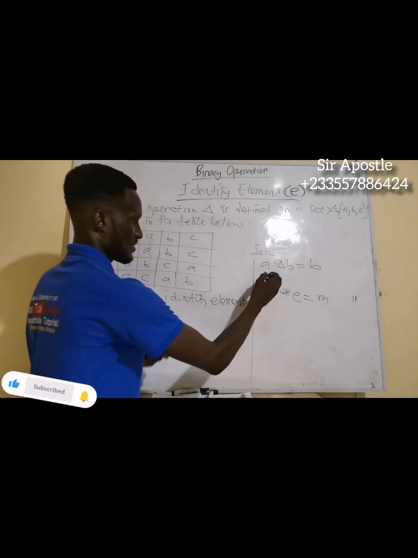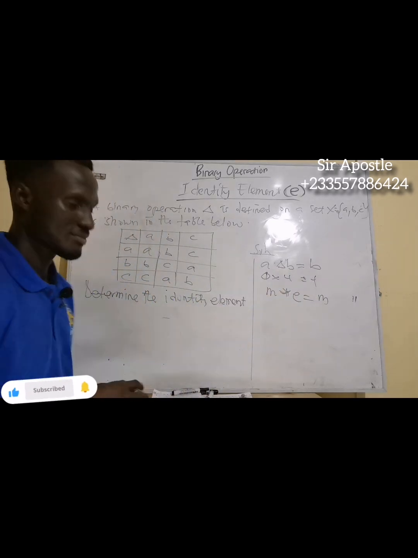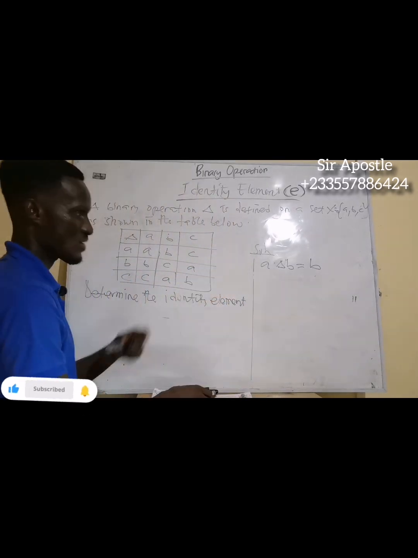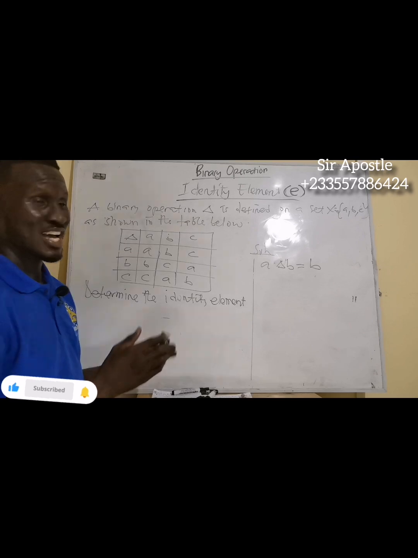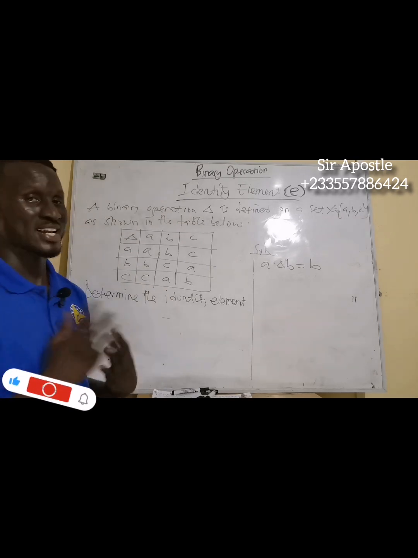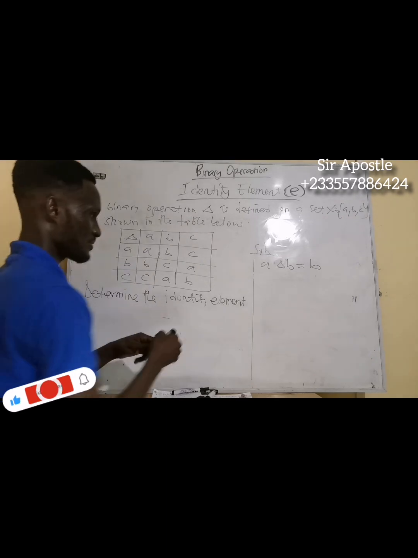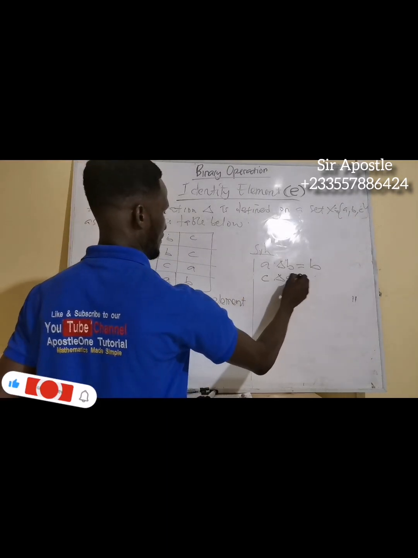Just like 1 times 4 giving me 4, the identity element is 1. So per this one, the identity element is A. But I can't use this one alone to determine the identity element. I have to check the rest to see whether it is true that the identity element is A. So let me combine C and A, then I'll see either AC or CA, any of them. So let me say CA.